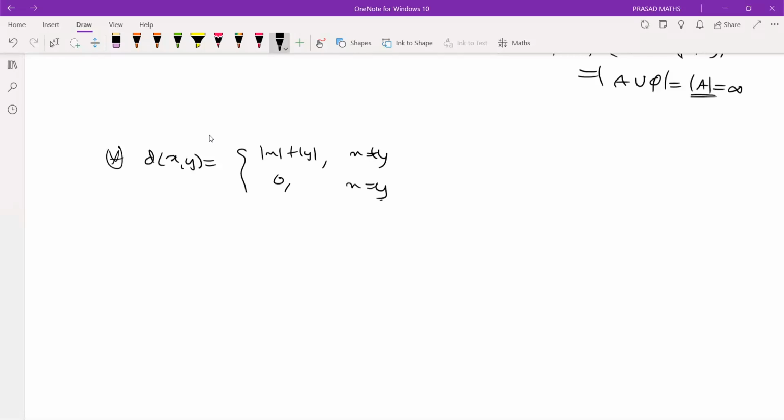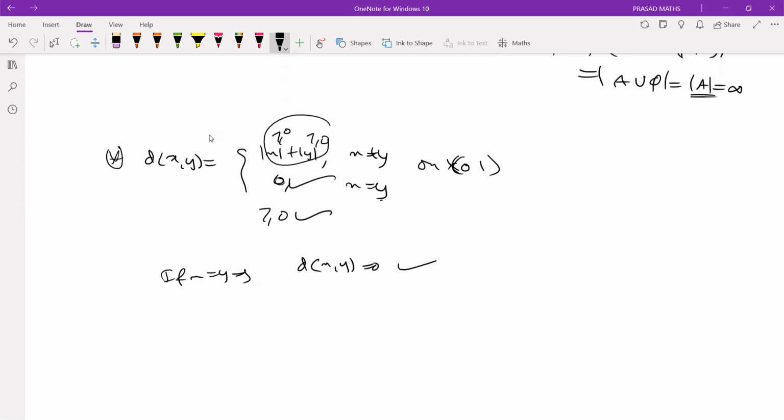So first you need to check whether it is non-negative or not. Yes, it is non-negative because mod is non-negative, the sum is non-negative, and here 0 is also non-negative. Therefore, there is no problem with non-negativity. So what is the second property? If x equals y, already we know that the distance is 0. So in the second property, one implication holds. Whenever x equals y, the distance is 0.